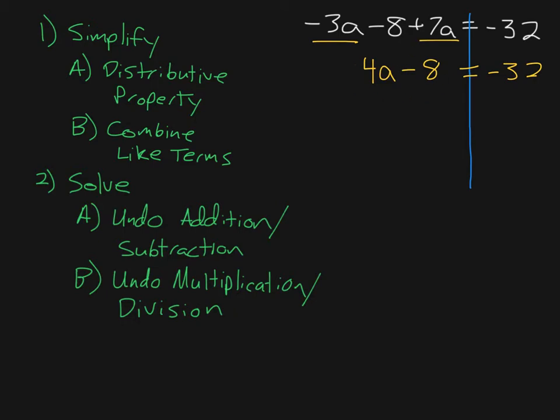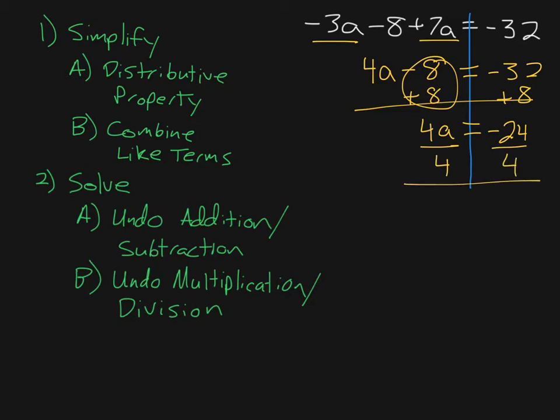Now we just need to undo the subtraction this time, that minus 8. So, I'm going to add 8 to both sides. That's how I undo subtraction. I have 4a equals negative 32 plus 8 is negative 24. 4a equals negative 24. Now we are going to undo the multiplication here. We divide by 4, divide by 4, and we get 1a equals negative 6.